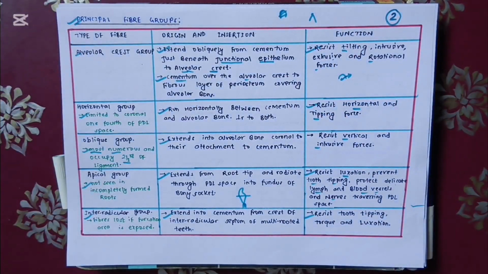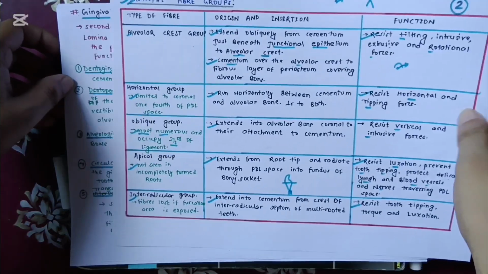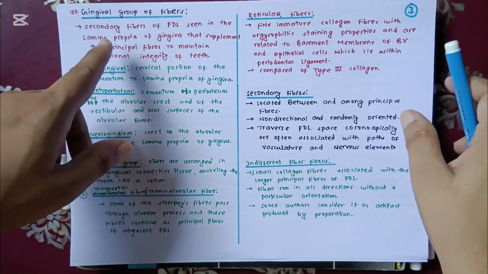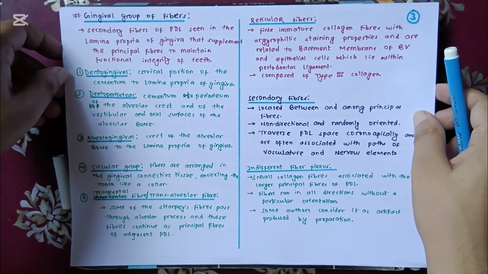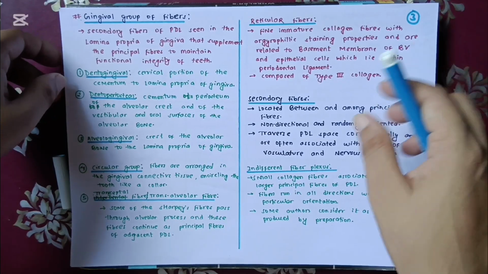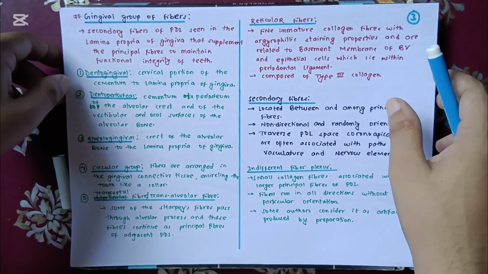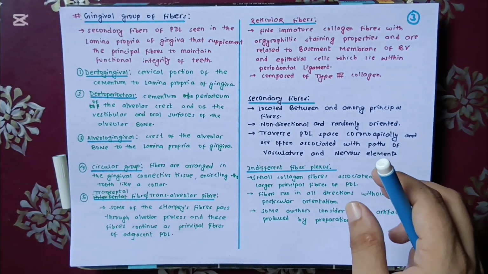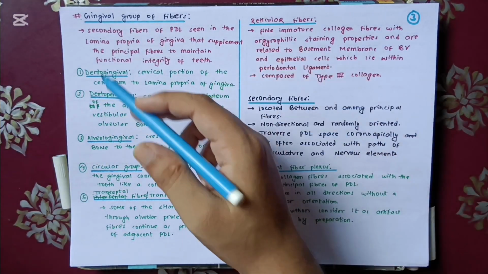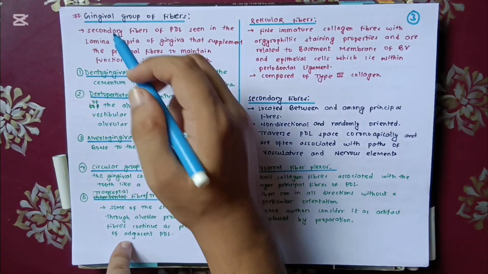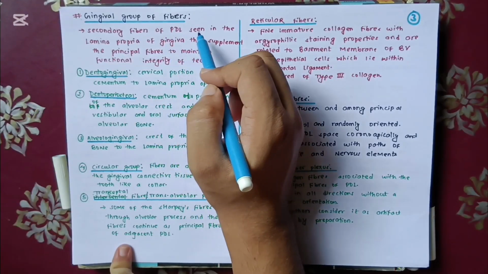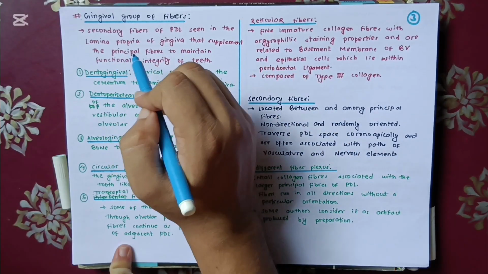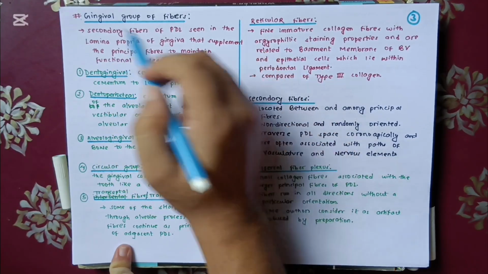Now we will discuss another topic. That is also one of the important topics of this chapter, the gingival group of fiber. These are also groups of fiber that supplement the function of the principal groups of fiber. They are the secondary fibers of the periodontal ligament seen in the lamina propria of the gingiva, which supplement the principal fiber to maintain the functional integrity of the tooth.